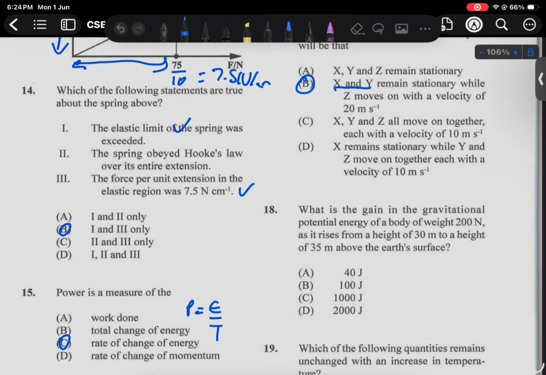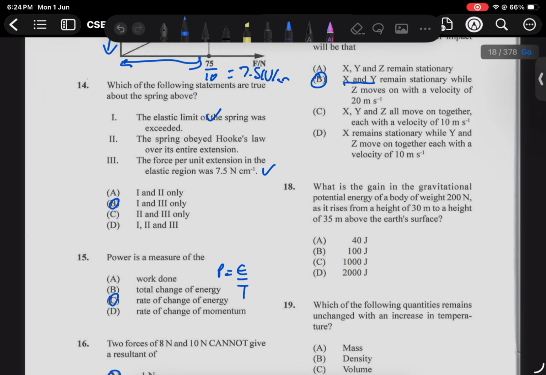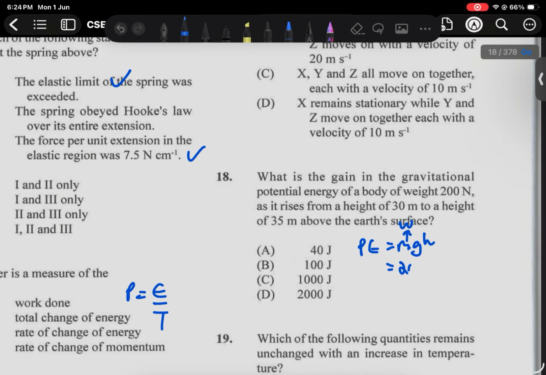What is the gain in gravitational potential energy of a body of weight 200 newtons as it rises from a height of 30 meters to a height of 35 meters above the Earth's surface? So potential energy equals mass times gravity times height. We know that weight is the same thing as mass times gravity. So we have the weight as 200 and a change in height from 30 to 35 would be 5. So that would give us 1000 joules.